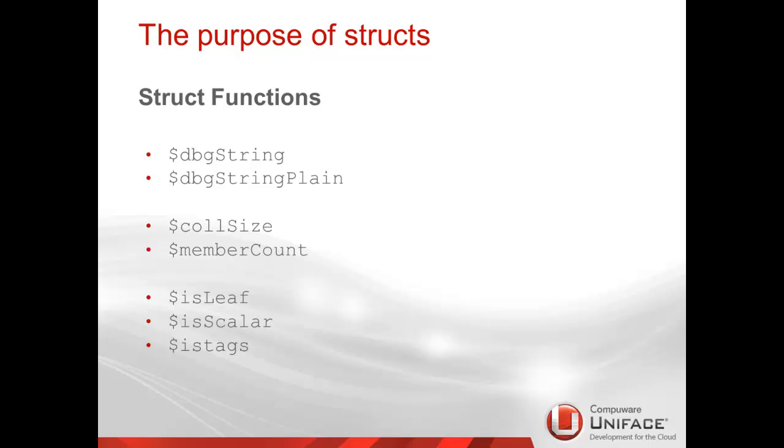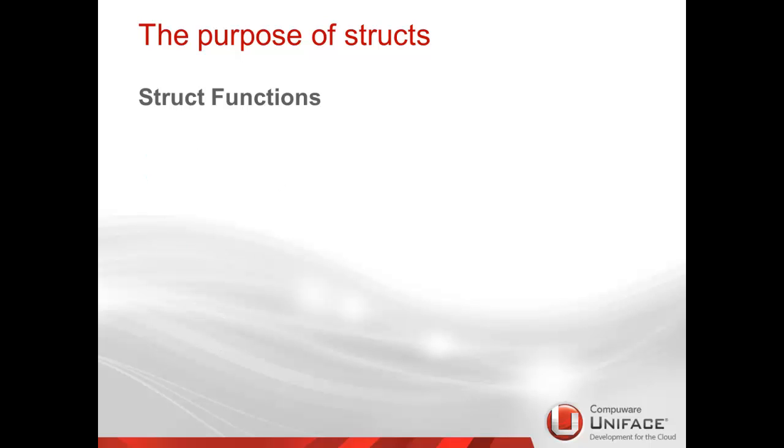And then we have three functions to check whether a struct is a struct leaf, the logical endpoint in a struct tree. We'll do this by $isLeaf. Then we have a $isScalar that allows you to check whether a struct is a scalar struct. And last but not least, we have $isTags, which we can check whether a struct is a $tag struct for another struct. But there are more functions.